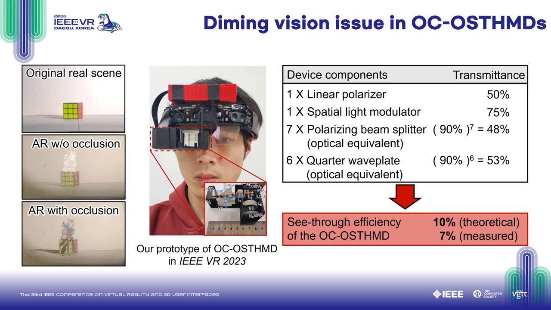For example, the right table lists the optical surface that the real scene light propagates in our OC-OSTHMD prototype at IEEE VR 2023. Considering the optical equivalent structure, there is one polarizer, one spatial light modulator, 7 polarizing beam splitters, and 6 quarter-wave plates, each of which contributes to optical power loss, resulting in a see-through efficiency below 10%. In comparison, the see-through efficiency is around 40% in HoloLens 2.